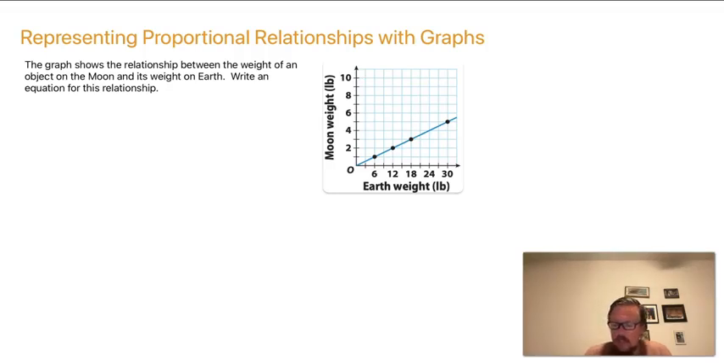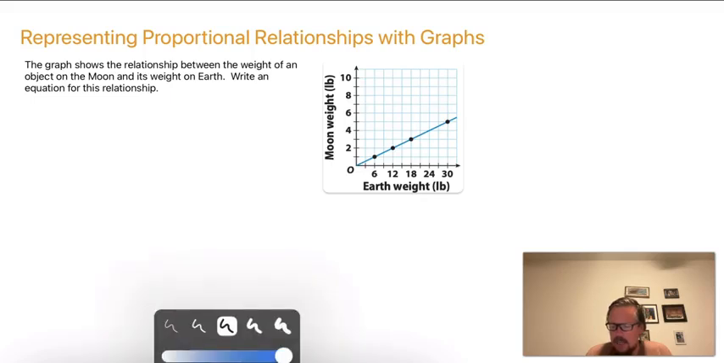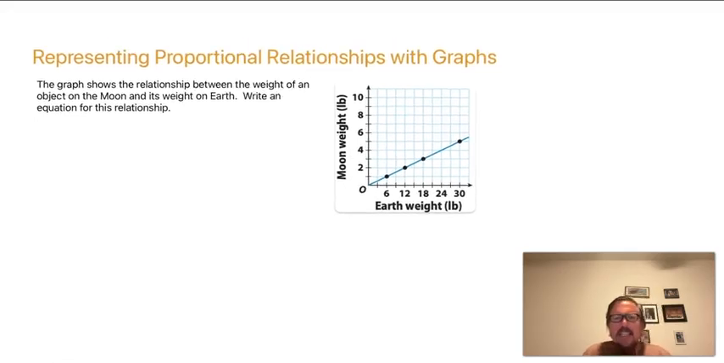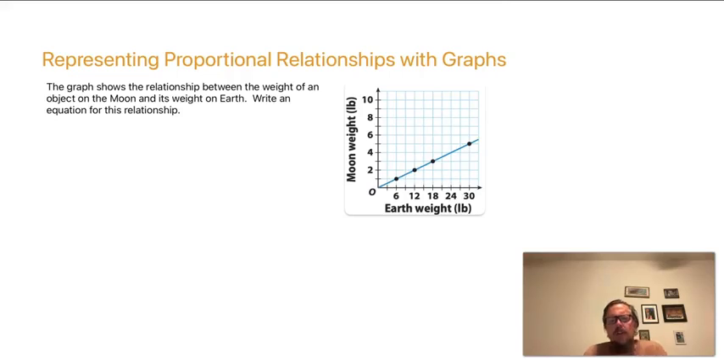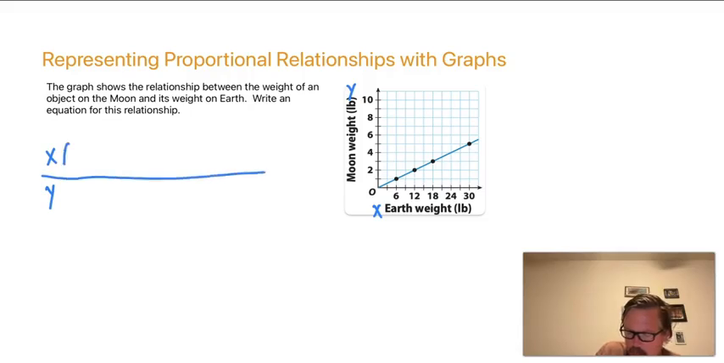And one of the ways that we can do that is we can just go through the graph and find some points on the graph and see what the coordinates of these points are. So our x coordinate here is the weight of the object on the Earth in pounds, and the y coordinate is the same object's weight on the moon in pounds. So let's go ahead and make our xy table. And just so we don't forget, this is the weight of the object on Earth, and this is the weight of the object on the moon for x and y.